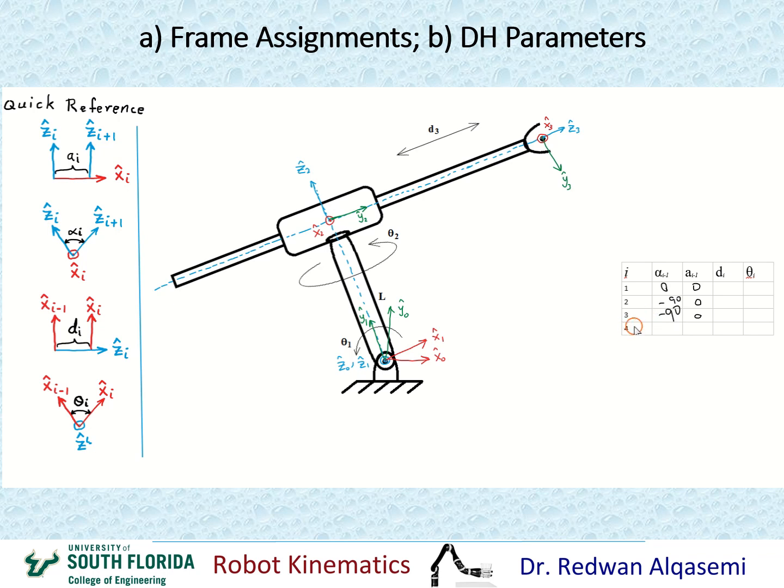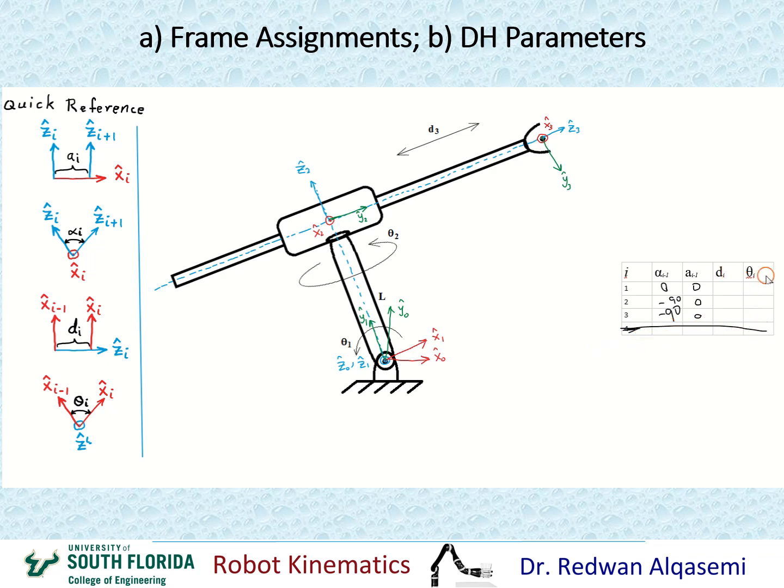Okay, and then the last elements here are when i equals 4, so that will be alpha 3 and a3. So for alpha 3, I should be looking at z3. Actually, we don't have a fourth, so this is out. We don't have a fourth. We put here our third frame as our end effector frame. So there is no line up here.